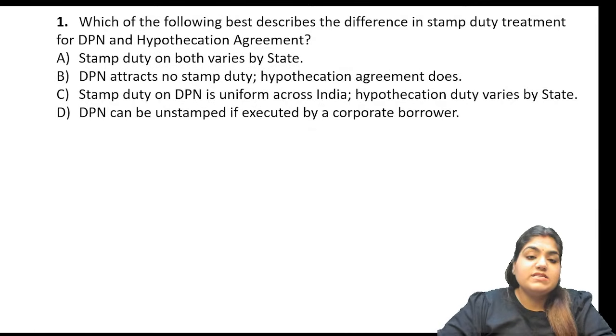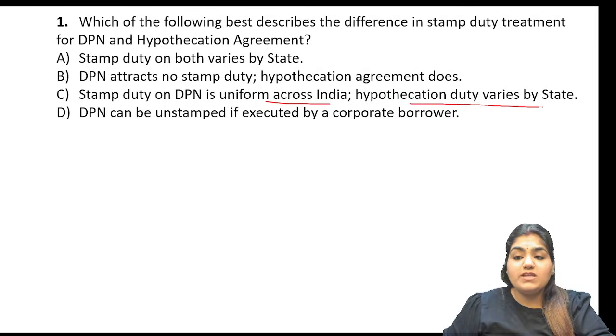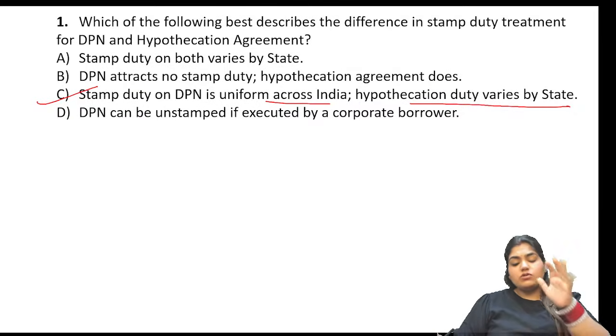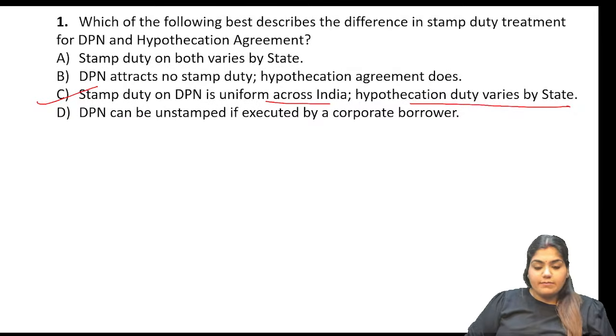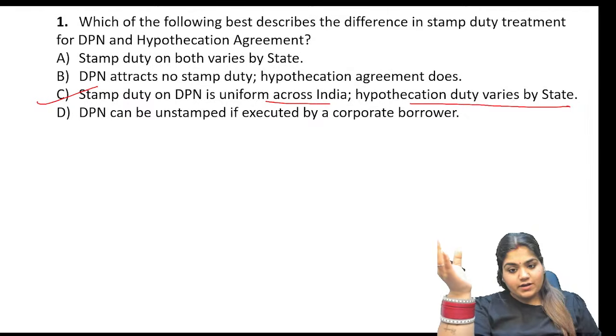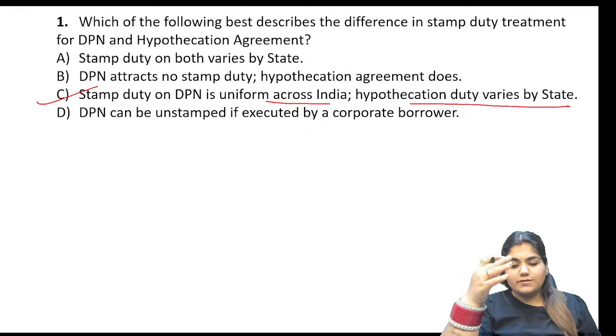Which of the following best describes the difference in stamp duty on DPN and hypothecation agreement? The stamp duty on DPN is uniform across India, but hypothecation varies from state to state. Have you clicked hypothecation? How will you know this is the answer? Because the price rate of every state is different. The rate of putting a car on the road, the out of showroom price, is different. Why? Because the RC charges are different. The registration charges are different.